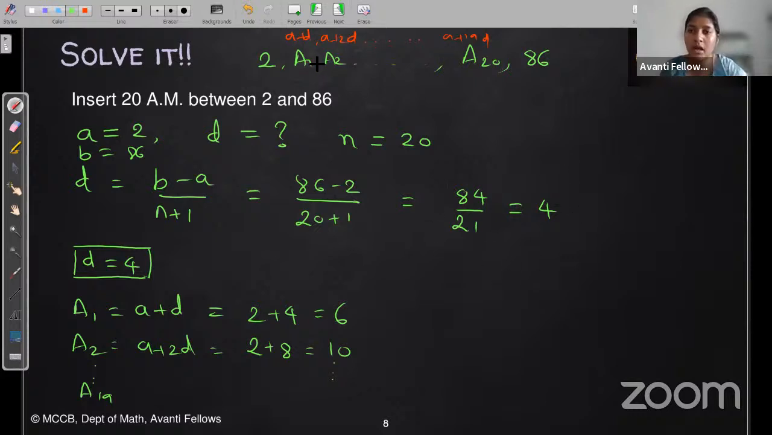JNV Ballari, do you have any doubt in this? Do respond in the chat box, yes or no. Fine. Okay. So I can see that there is no doubt. So we'll move ahead, right? We'll see the next one.